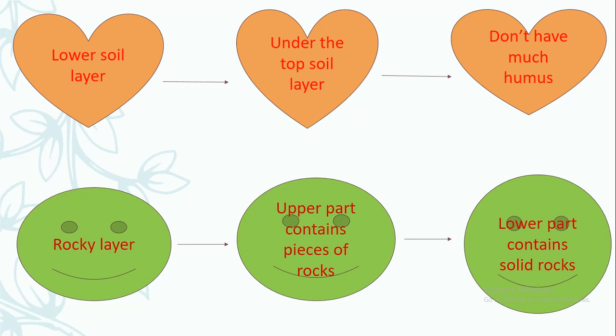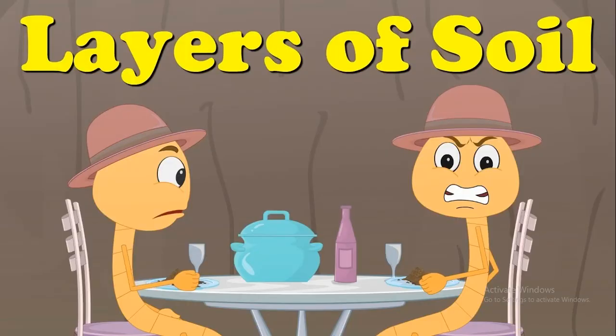The last layer of the soil is the rocky layer. The rocky layer has two parts. The first part is called upper part. The upper part contains pieces of rocks. What about the lower part? The lower part contains solid rocks.